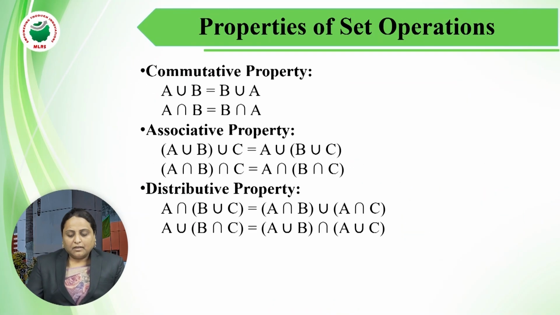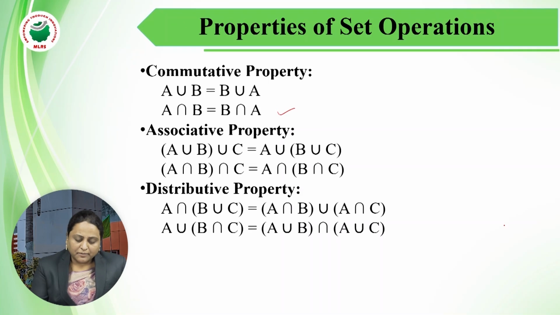And next one is properties of set operations. Whenever you are performing operations on sets, what are the properties that you can apply on them? The first property is commutative property. That is, A union B is equivalent to B union A. Similarly, A intersection B equals B intersection A.